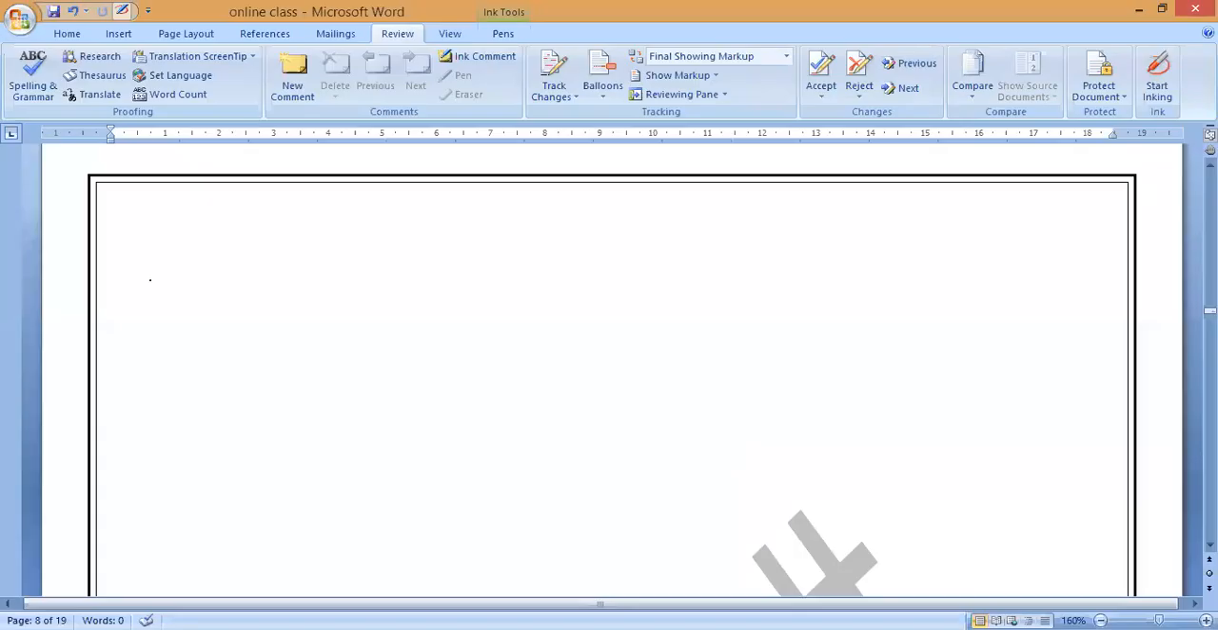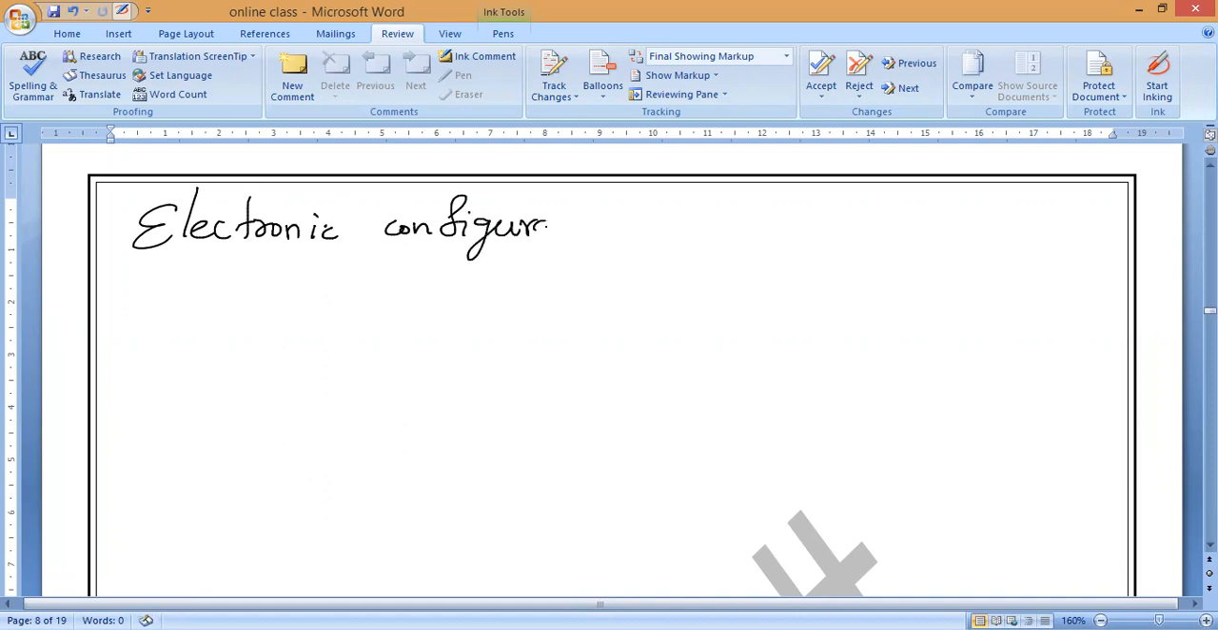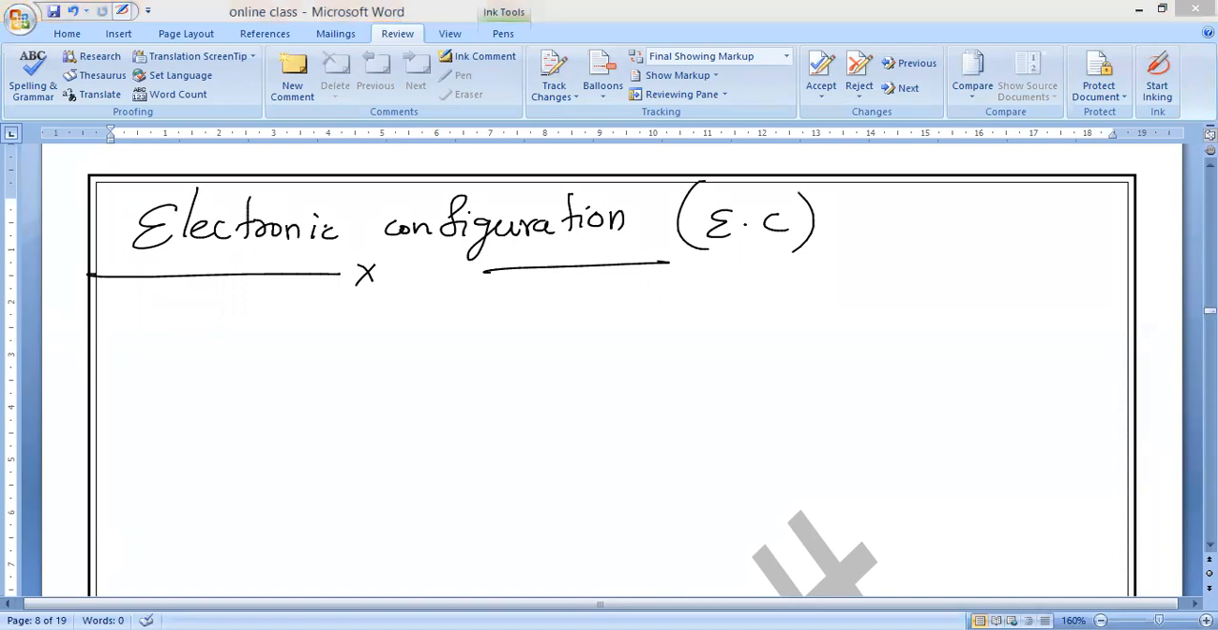So now, the proper arrangement of electrons is what we call electronic configuration. What do we call it? Electronic configuration. This is the most important concept from class 9th, 10th, 11th and 12th. As a shortcut we can write EC. The electronic configuration of any element you can take.